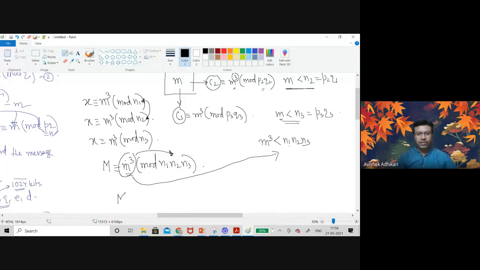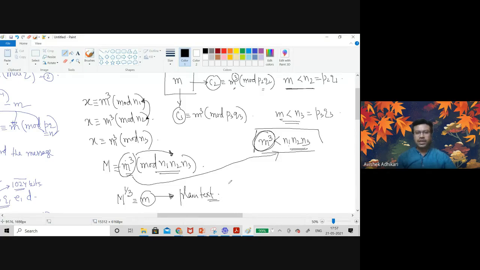Now what you will do is simply take the power 1/3, and that will certainly give you m as an integer. You don't have to think about modulo. Otherwise, the modulo could have sent it to something more than n1 into n2 into n3, and then it could have been another value. But since this gives you the guarantee, which we used in our last attack where we assumed it, now by assuming this kind of scenario you can automatically find that this m cube value is strictly less than this product. As a result, you can easily take the cube root and you will get the value of m, which was your plain text.